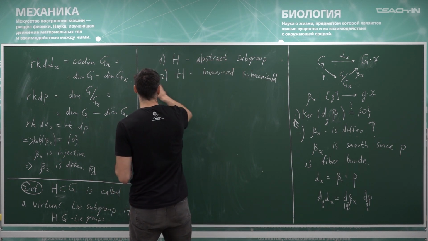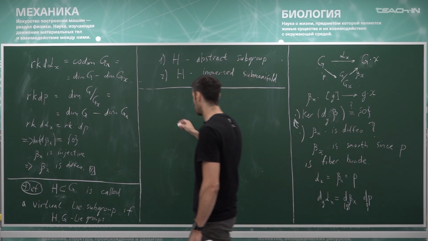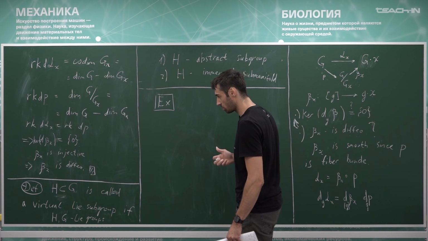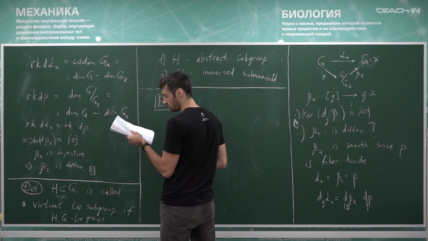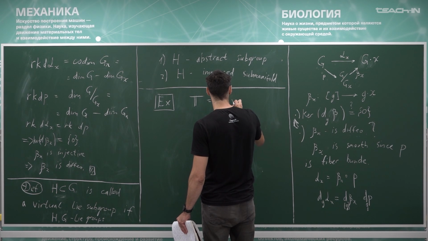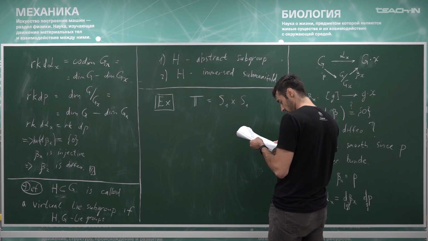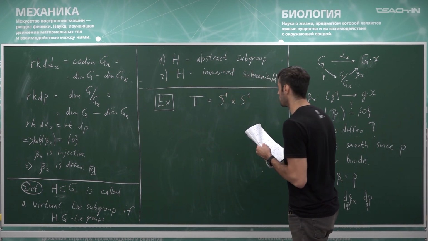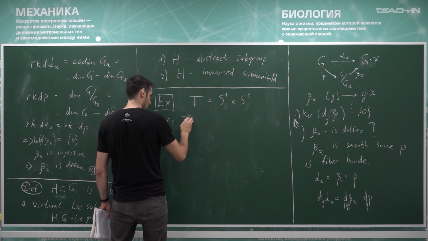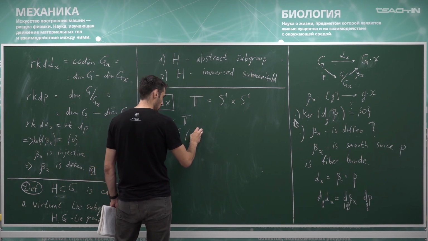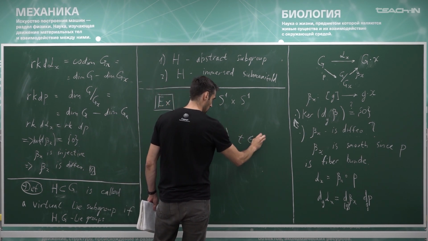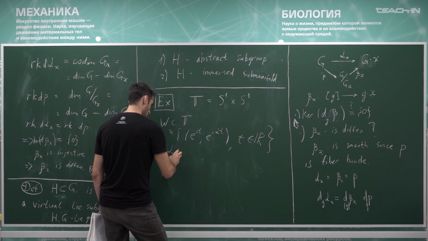Okay, so this is the definition. The standard example of a virtual Lie subgroup, which is not a usual Lie subgroup in our sense, is the irrational winding on the torus. Just to recall, we have the torus, which is S^1 times S^1, a circle times a circle, and I have W inside T, given by e^{it}, e^{iαt}, where t runs over R, and α is not in Q.